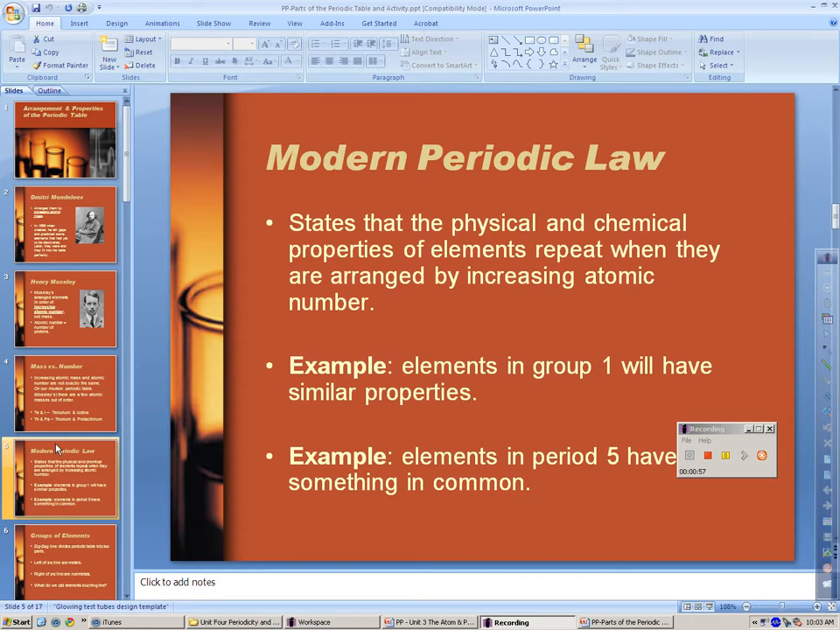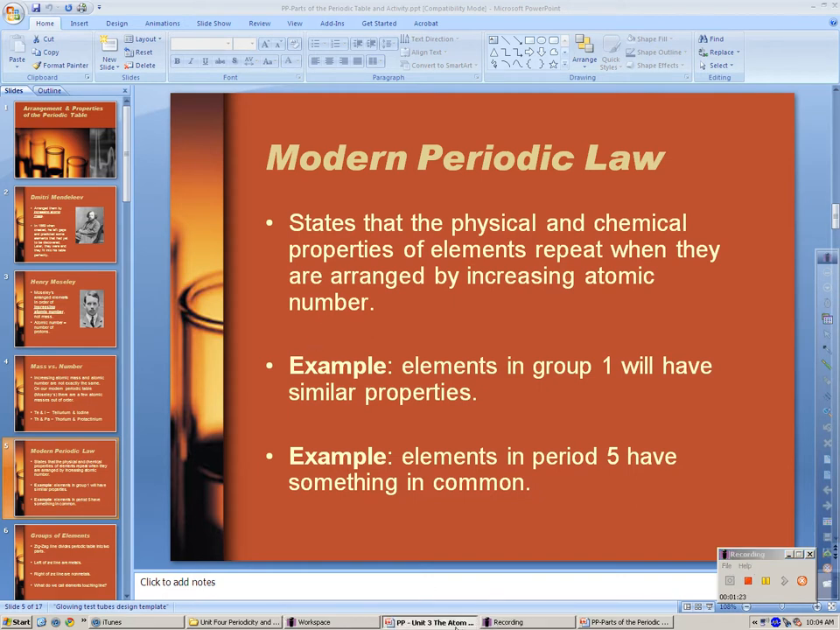Now, modern periodic law states that the physical and chemical properties of elements repeat when they are arranged by increasing atomic number. So what that means is that we have similar properties and we can determine similar things. That's what we're focusing on in the next video that I'm going to show you. Elements in period 5 will have something in common. Definitely. They all have the same energy shell. That's what's important. So, just something to remember for that.